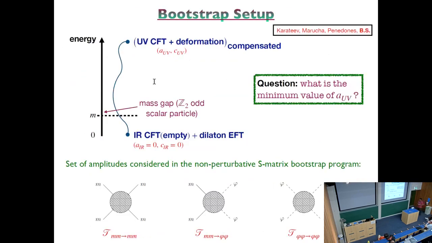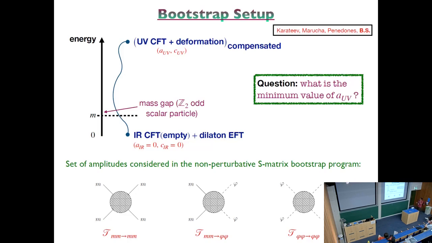Okay, now let me describe one bootstrap setup which we have done with these collaborators. Here we try to bound the A anomaly coefficient for a UV CFT which flows to a gapped QFT, and the low-lying state, or the mass gap of the theory, will be given by a scalar particle which is Z2 odd, just for simplicity. For this kind of RG flow, the question we wanted to ask is: in the space of UV CFTs, what will be the minimum value of the A UV which can flow to a gapped QFT with the gap being a Z2 odd scalar particle?